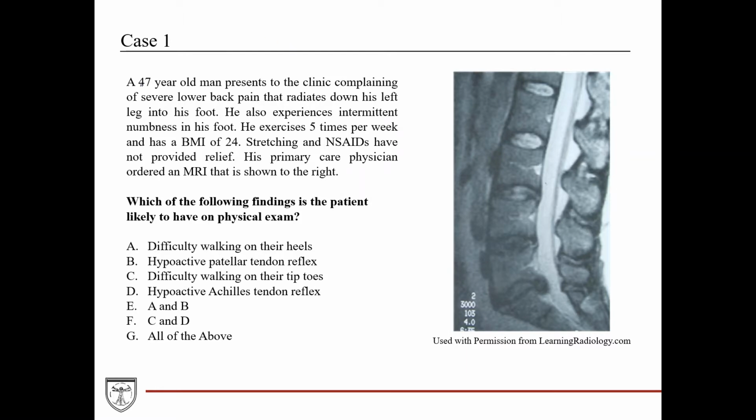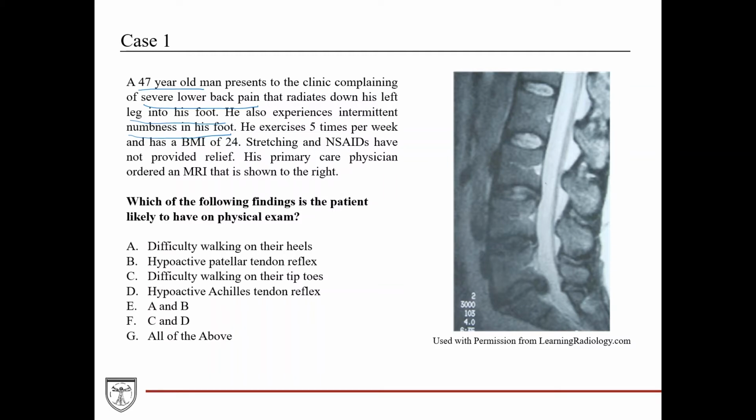Alright, so the first case here, we have a 47-year-old man. He presents to the clinic complaining of severe low back pain that's radiating down his left leg into his foot. So he's got low back pain, unilateral sciatica into the left leg, all the way down to his foot. Could be suggestive of some spinal nerve impingement, possibly a disc herniation. The fact that it's only one side makes us lean away from spinal stenosis, but let's keep reading to confirm. He also experiences intermittent numbness in his foot, so that also corresponds to nerve impingement.